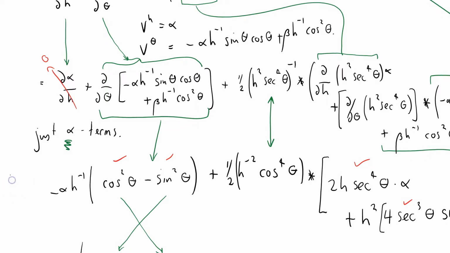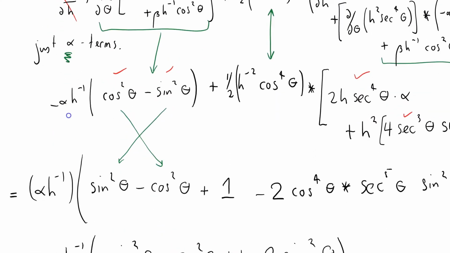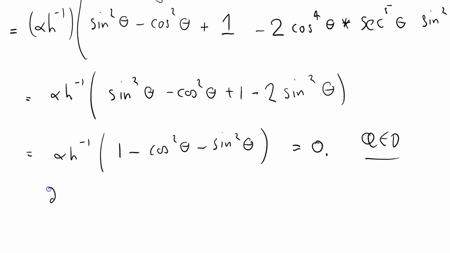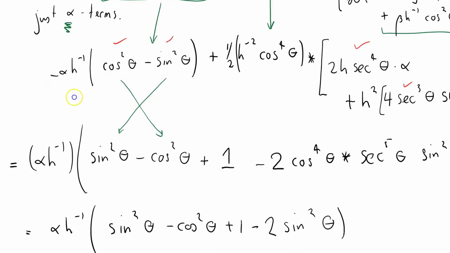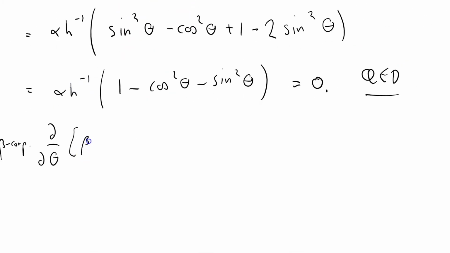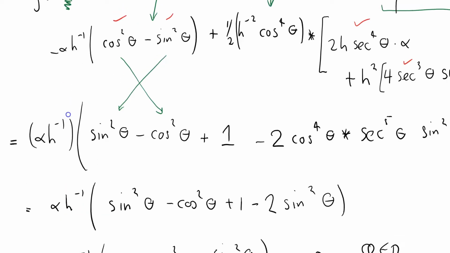So the first bit is this bit here, which is ∂/∂θ of β h⁻¹ cos²θ. This is the beta component of β h⁻¹ cos²θ, which is that bit there, which I can do quite easily.